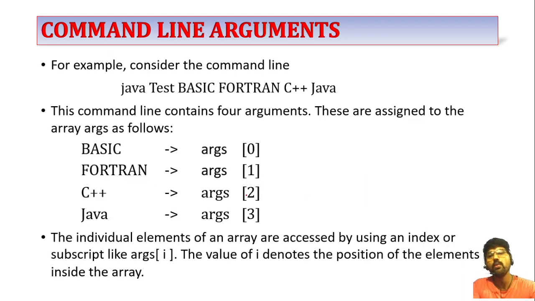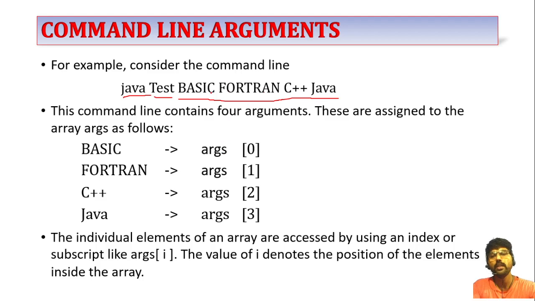Now just imagine I have created one class called Test. In that Test class I have a main method. Now I have to pass some parameters to that Test class. So the way of calling the Test is: the Java interpreter name, then the Test class name, then the parameters. Now these are the 4 parameters I have passed: Basic, Fortran, C++, and Java. Now what happens whenever you pass these 4 parameters?